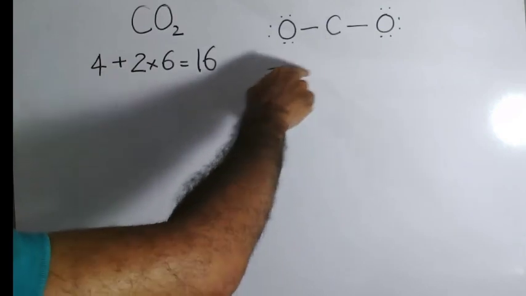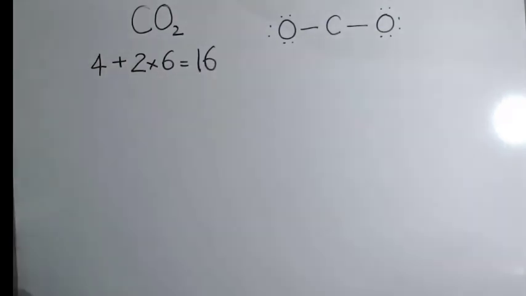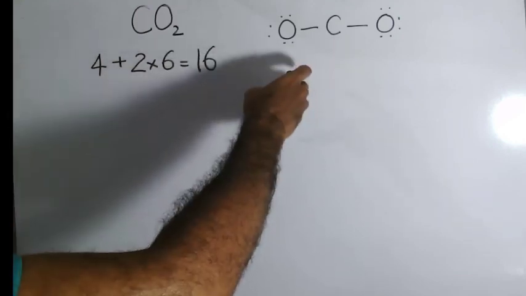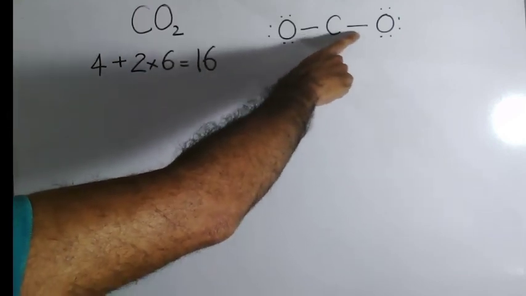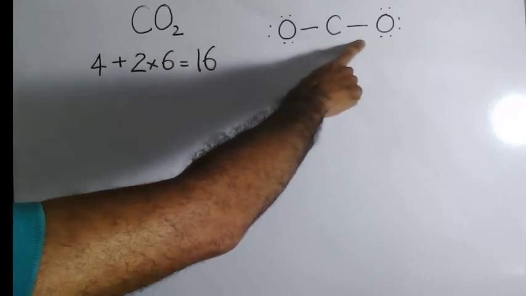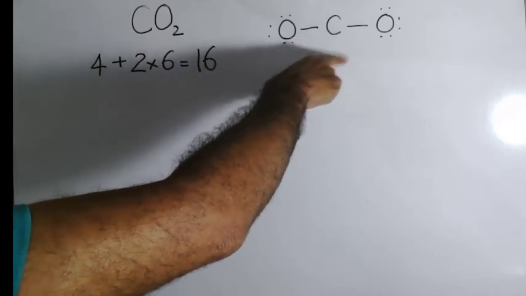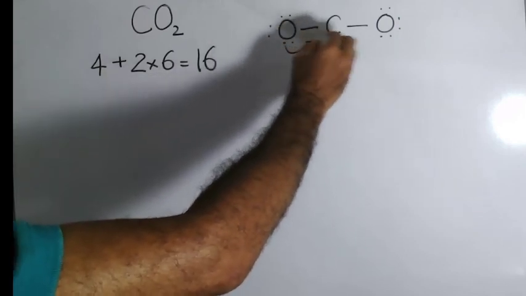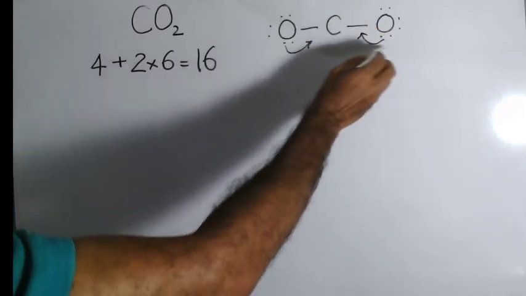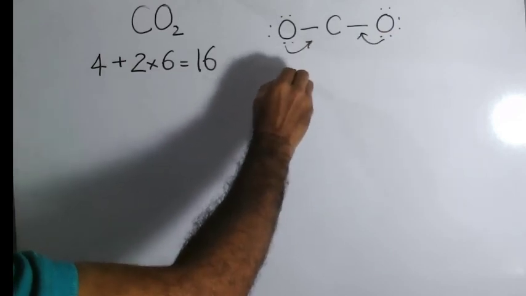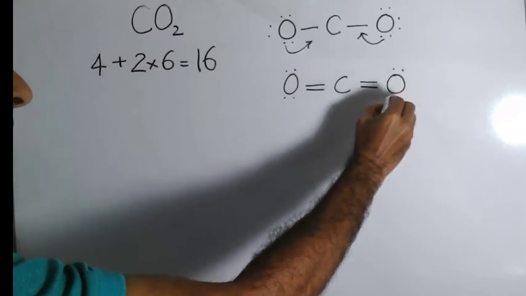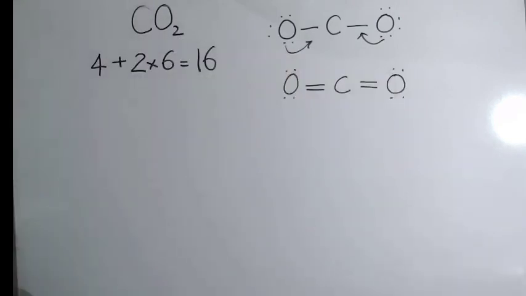For that I have to spend all the 16 electrons. That means no lone pairs available on this carbon atom. In this carbon, it has 4 electrons so far. It needs another 4 electrons to complete the octet. We can get those 4 electrons from these 2 oxygen atoms. This will result in 2 double bonds. Now this is the completed Lewis structure for the carbon dioxide molecule.